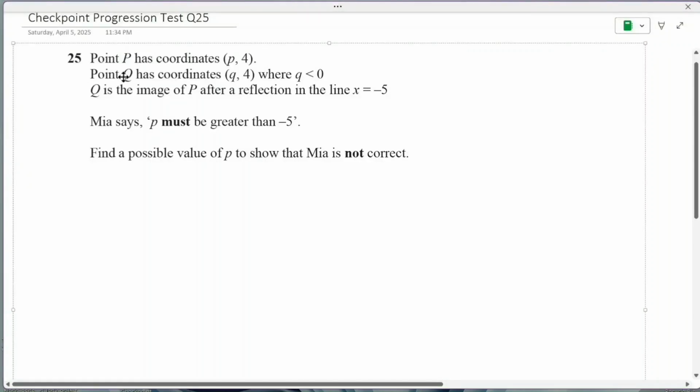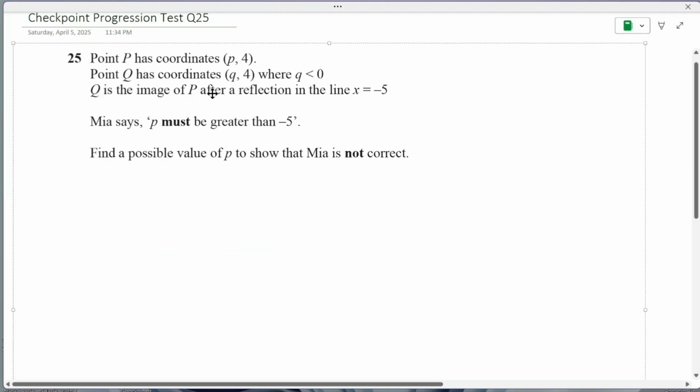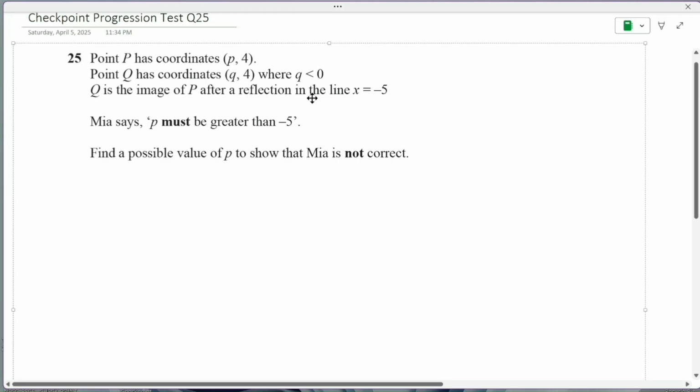Question 25. Point P has coordinates (p, 4). The p is the x coordinate while the 4 is the y coordinate. Point Q has coordinates (q, 4). q is the x coordinate while 4 is the y coordinate, where q is less than 0. That means q is a negative integer, maybe -1, -2, -3, and so on.